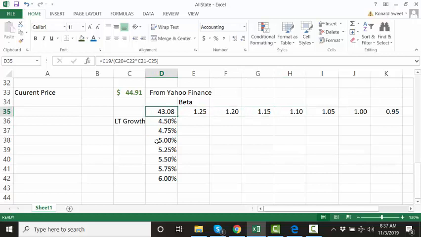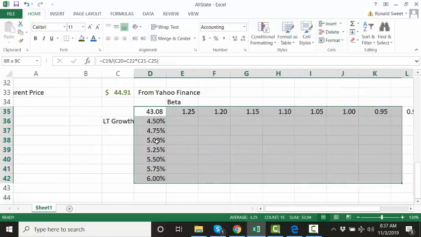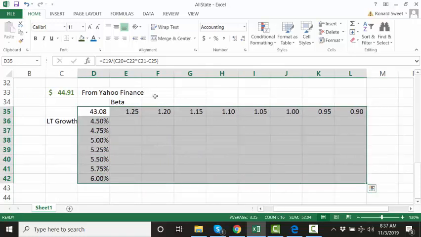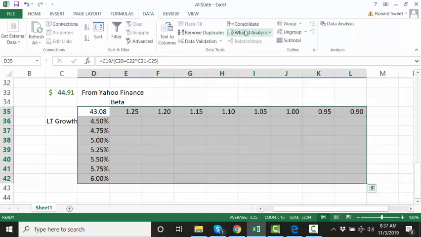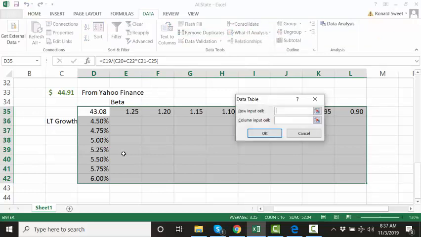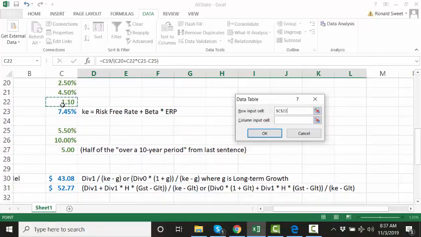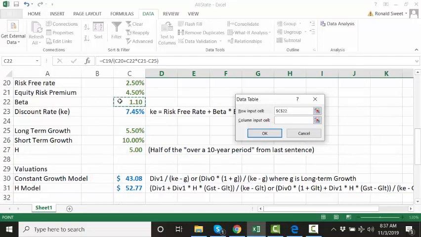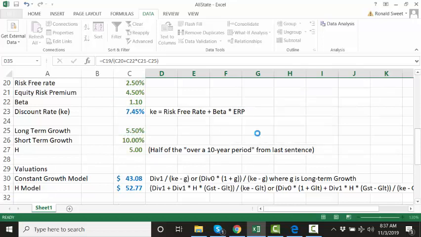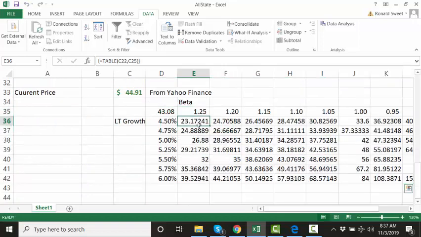So you click on that formula and you go down the page and you go across. You highlight that entire data range and then you do Data, What-If Analysis, Data Table. For the data table, it asks which row value in this formula you want to alter. The row value we want to alter is beta, so we make sure we click on the beta cell. And the column we want to alter is long-term growth. So we click OK, and that will create a data table for us.